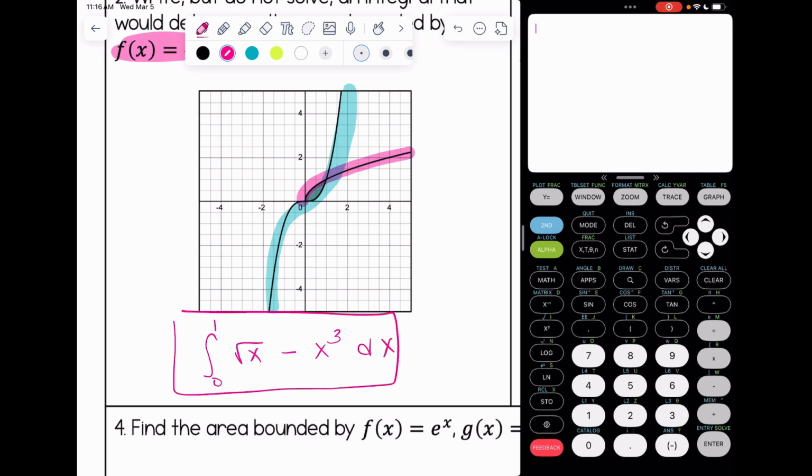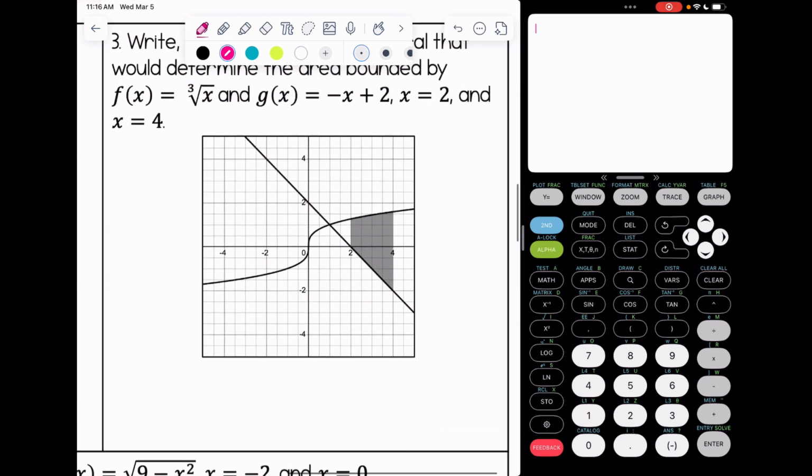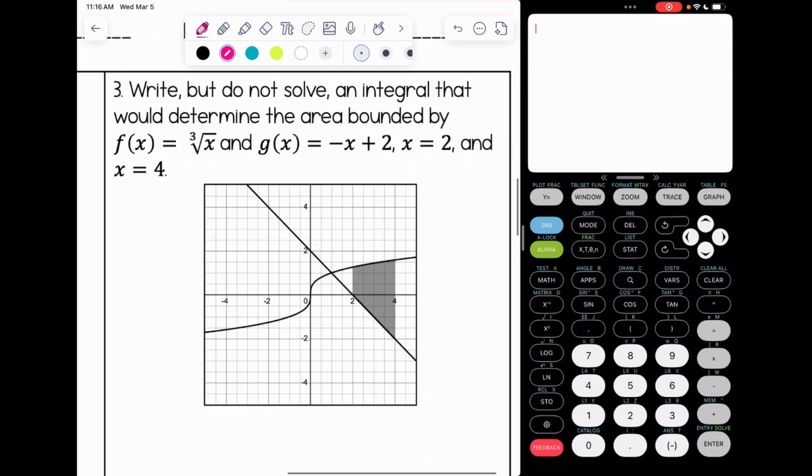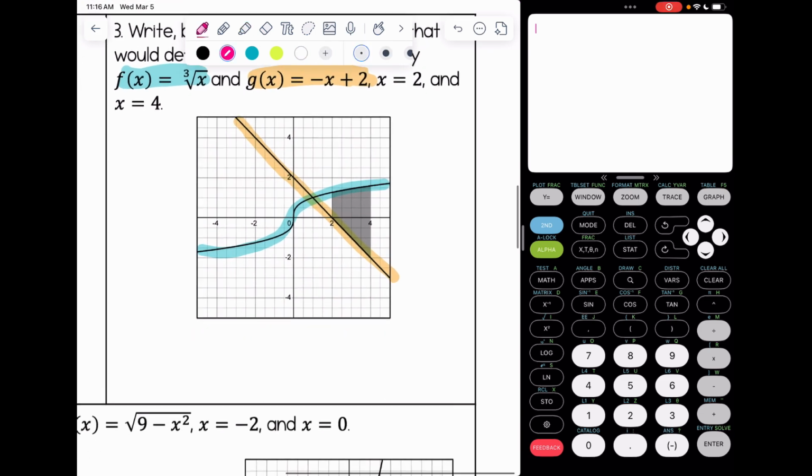Okay, let's do that same idea on number 3. We're writing but not solving an integral that would determine the area bounded by the cube root of x. So in this case, here's our cube root of x function, and g of x, our line negative x plus 2. And then we also have some vertical lines as boundaries, so x equals 2 and x equals 4. So this would be the integral from 2 to 4. The upper function is cube root of x. The lower function is negative x plus 2, and then dx.